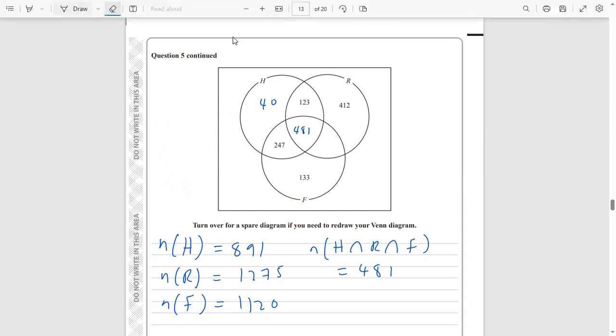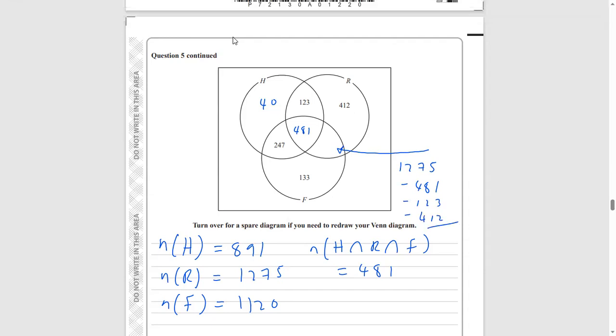So if we think about it again, we know that the number of people living in area A is 1,275. To work out this missing component here, we do 1,275, take away these three components that we have here: the 481, take away the 123, take away the 412. On the calculator, 1275 take away 481, take away 123, take away 412, we get 259. So we got 259 people inside there. Okay, so we got that piece of information now.